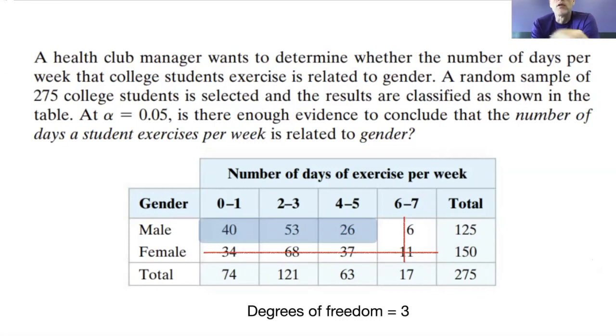The first thing we want to do is determine our degrees of freedom. Rather than using the little formula the book gives, I like to take my chart and cross out one of the rows and one of the columns. Notice I don't include the totals. What's left are just 3 cells, and that's my degrees of freedom, 3. Another way to look at it is we have a 2x4 table, so subtract 1 from 2, subtract 1 from 4, and we have 1 times 3, which is 3 degrees of freedom.